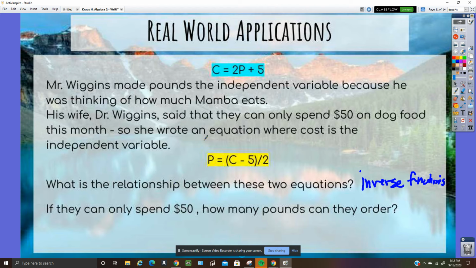If you plugged into the original or this one, it really doesn't matter. So let's do the second one here. So P is equal to 50 minus 5 divided by 2. So 45 divided by 2 is 22.5 pounds.